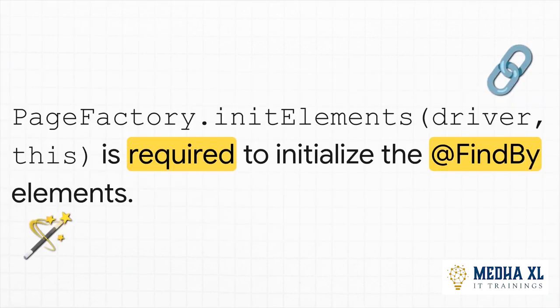Now, hold on. There's one really crucial piece of the puzzle that makes all this @FindBy magic actually work. It's this one line of code, PageFactory.initElements. You just stick this inside the constructor of your page class, and it's like the magic glue. It tells Selenium to scan through the class and fire up all those elements you declared with @FindBy. If you forget this line, well, nothing happens.